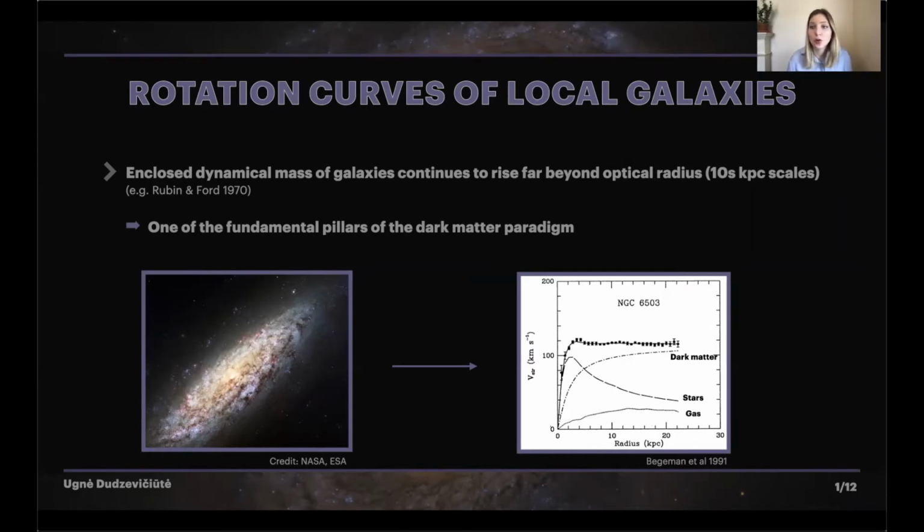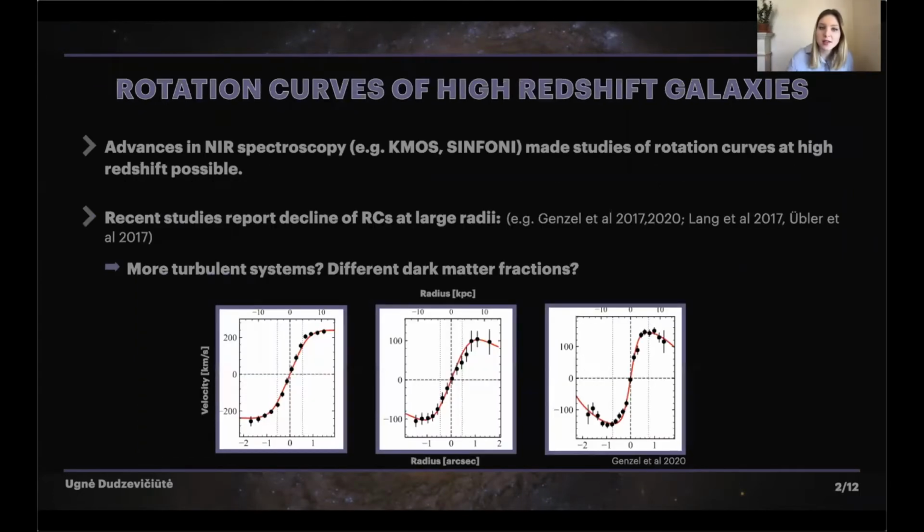Even though studies of local galaxies were possible in the last century, only recently advances in near-infrared spectroscopy made these studies possible at high redshift. We are interested in high redshift because that was the peak epoch of star formation, when most stars that we see in today's massive galaxies were formed, and the conditions were very different to the local universe. Some recent studies report a decline of rotation curves at large radii for a significant amount of their sample sources at high redshift. This is an interesting and intriguing result.